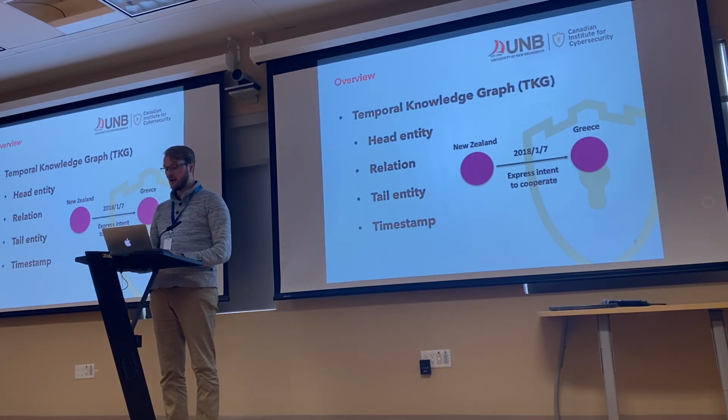Another one is a knowledge graph. So we're going to tack on a temporal dimension too. A knowledge graph consists of a head entity, which we might denote here with New Zealand, as well as a tail entity that we might denote here as Greece. We might also specify a relation, or something that's actually mapping these two things together. So for example, we might say that these countries are going to express intent to cooperate. And then the last thing is that we might change this kind of knowledge through time. So this might be occurring in 2018, for example. So that's a little bit on a temporal knowledge graph.